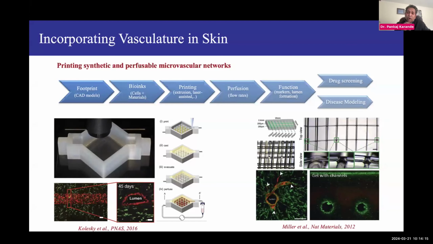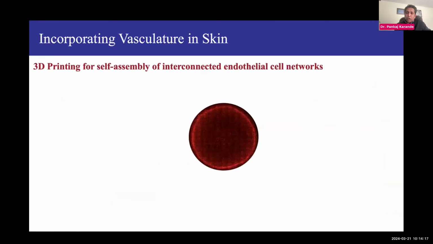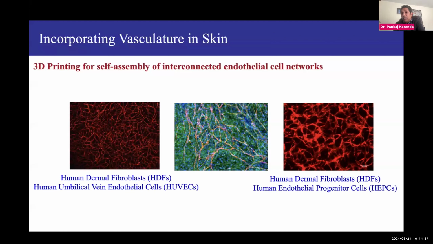So we decided not to do patterning, but to use the power of biology, which is self-assembly. And so the question we asked was, could we just print endothelial cells by themselves and let them do their thing? And we would provide them the right cues, the right microenvironment, the right niche, the right growth factors. And the way we did this was by changing what the endothelial cells see around them. So whether it's dermal fibroblasts, whether it is fibroblasts from a different source.